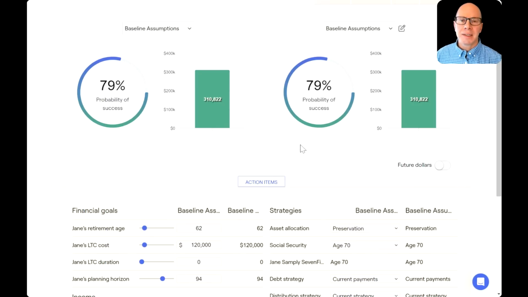Now, keep in mind that it is tempting to get an A on your test here. Everybody wants to be up in the high 90s. Why would I want less than 100% odds of success?